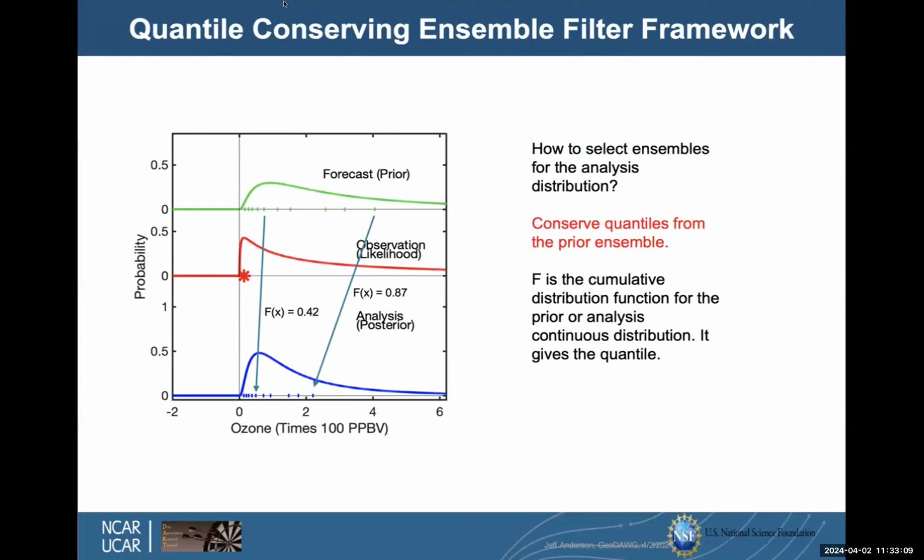If I go back and look at my prior continuous distribution, the gamma shown in the top panel, and the ensemble members there, I can apply the CDF, the cumulative distribution function, for that distribution to each of those ensemble members. That's just computing the quantiles of those ensemble members in the distribution. If I conserve those quantiles and get my posterior ensemble members so that they have the same quantiles in that blue posterior distribution, that's how this method works. As an example, the largest ensemble member had a prior quantile of 0.87, and in the posterior down at the bottom, it also has a quantile of 0.87.